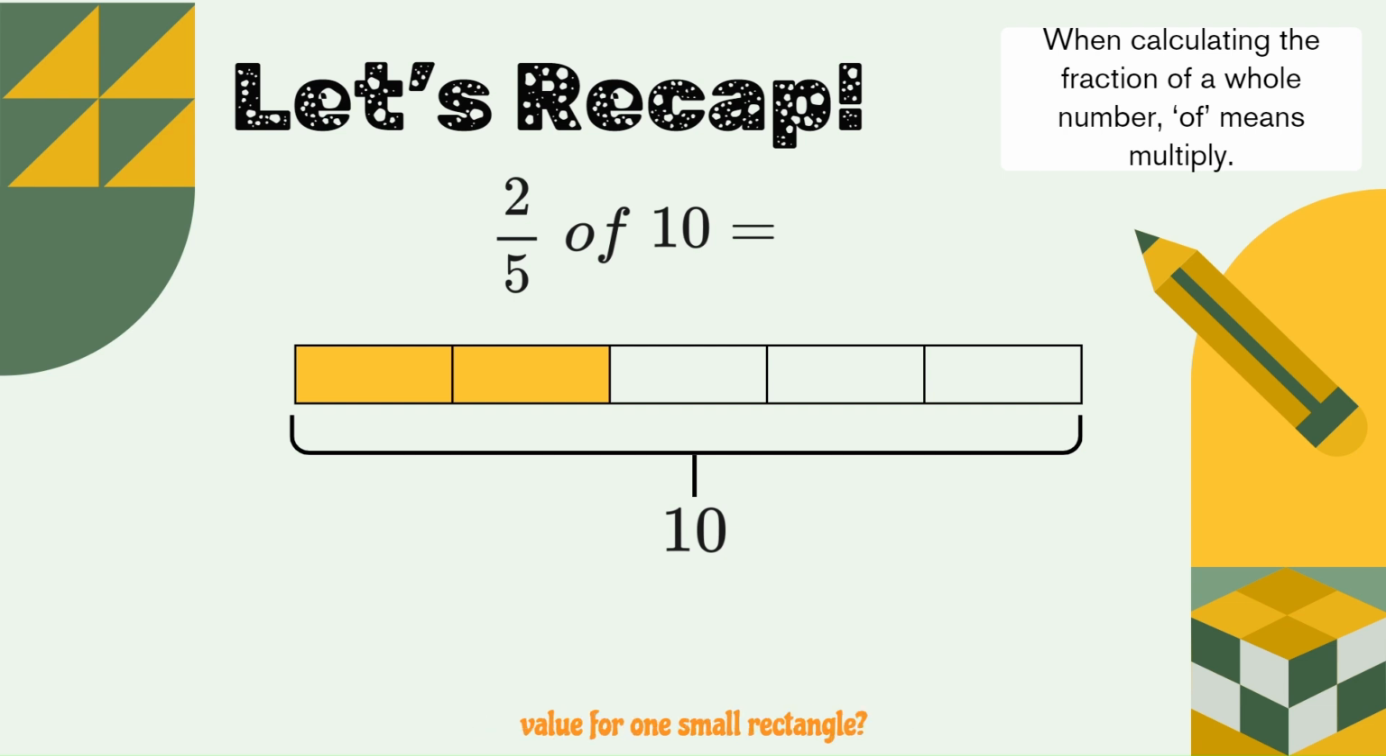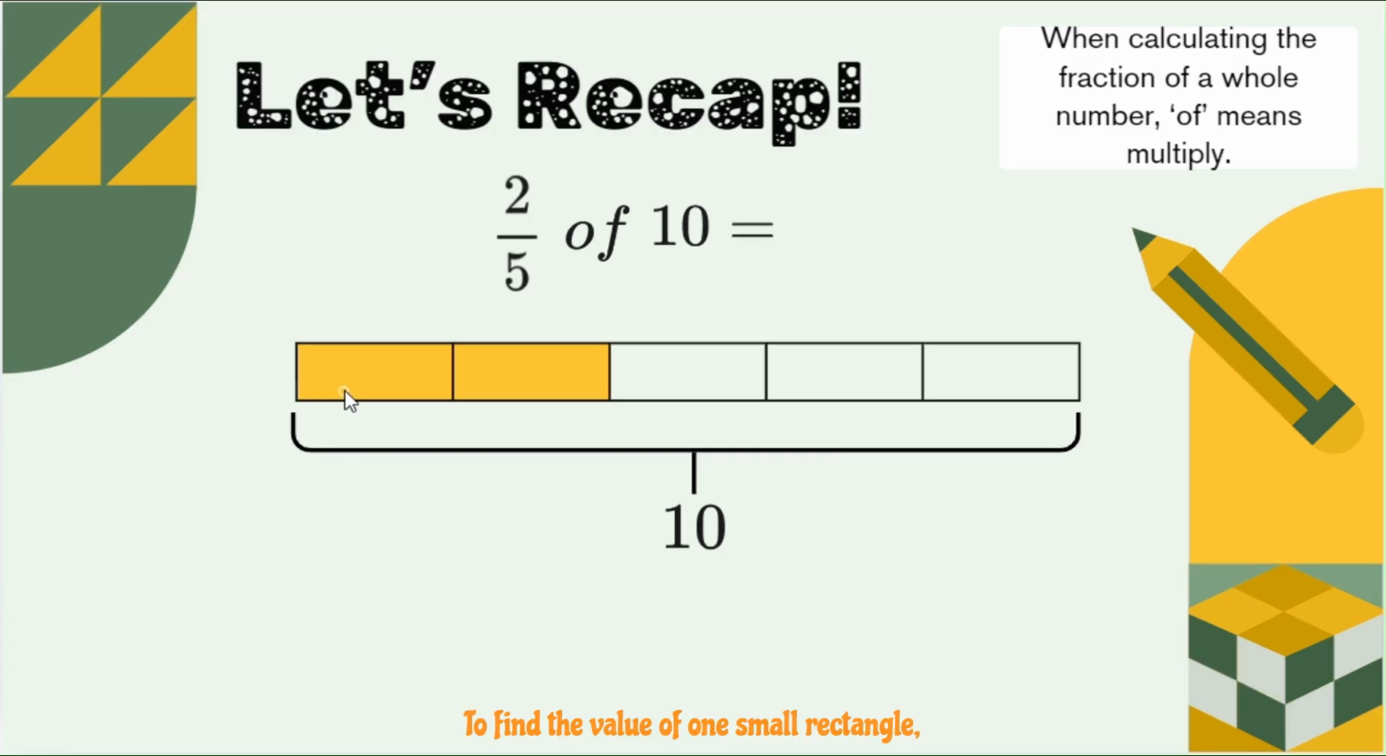What is the value for one small rectangle? To find the value of one small rectangle, we're going to write the question again, but this time using a multiplication sign instead of "of". So that is going to be 2 over 5 multiplying by 10. Now we can solve this question using two different ways. Either we can multiply the numerator and the whole number together, so 10 times 2 which is 20, and keep our denominator the same which is 5.